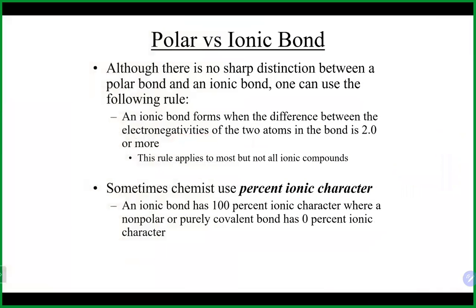Another way that people sometimes represent the polarity of bonds is what is referred to as percent ionic character. 100% ionic character means that you basically have an ionic bond. And 0% ionic character would mean you really have a nonpolar covalent bond, with equal sharing of electrons. So sometimes people will say, hey, that bond is 100% ionic or 0% ionic. Not a lot these days, but it does still sometimes pop up.